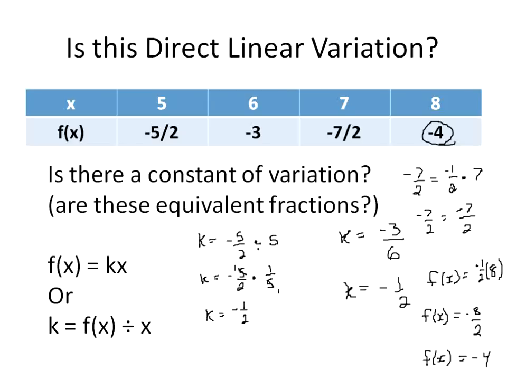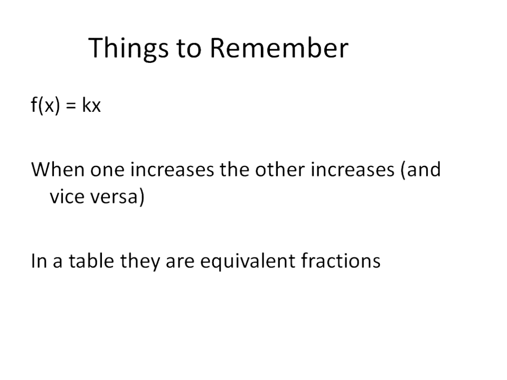So again, checking each of these, you can do it either way. I showed you two different methods. One, you can use this equation here and check each one, the f of x. Is that output equal to our constant times x? And this one here as well is also useful for discovering what the constant is. Okay, so some things to remember: f of x is equal to our constant times our x value. That is direct linear variation.